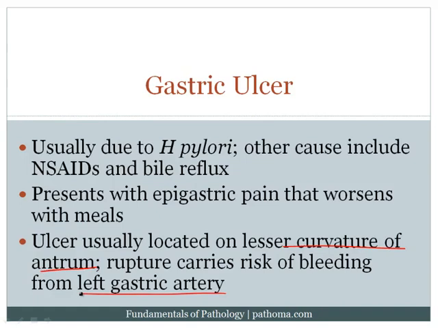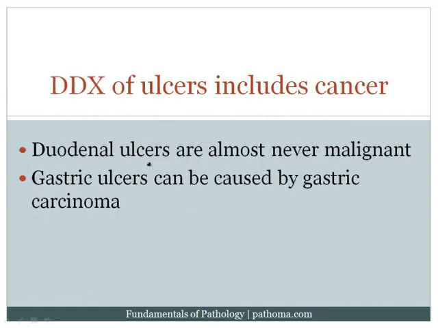Remember that the left gastric artery runs along the lesser curvature of the antrum, and so if there's rupture, you can get bleeding from the left gastric artery. Now, one of the differential diagnoses when you have an ulcer in the GI tract is cancer. So we always have to think about cancer.